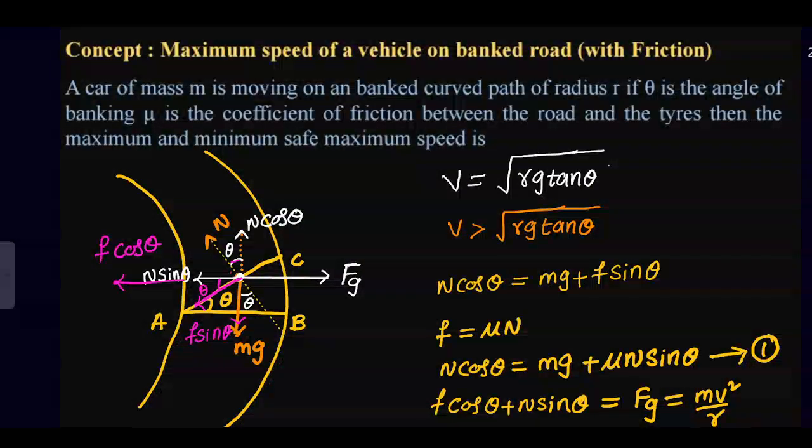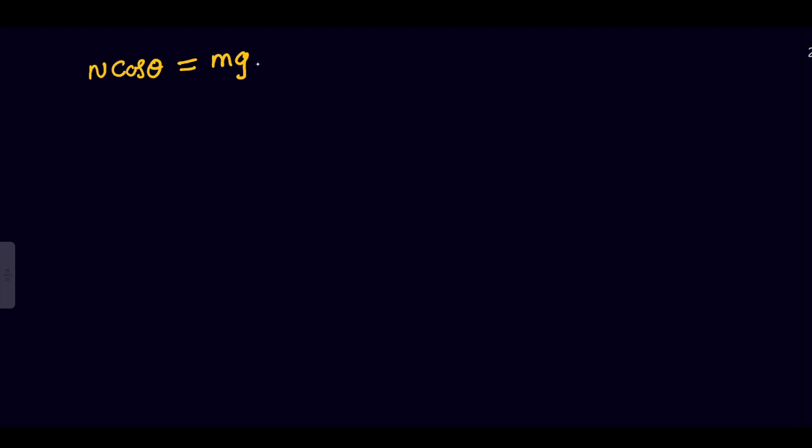Yes, now you can see the two equations here, and we'll substitute and simplify. So what will we get now? N cos theta, which is equal to what? This is mg plus mu N into sin theta. Check it.